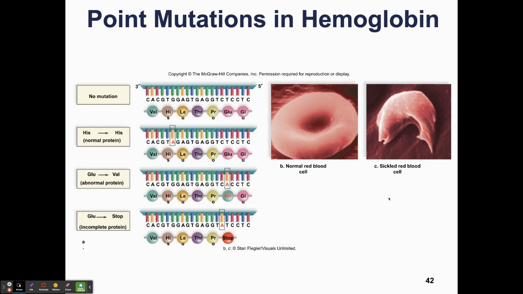Same thing, here's our point mutation in hemoglobin, as I was talking about. This is from one letter change. If I change one base, I change the amino acid. If I change the amino acid, I then change the protein, and I change the shape of how the red blood cells function and work, or their structure.